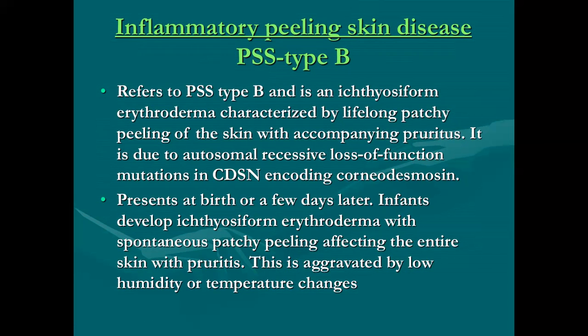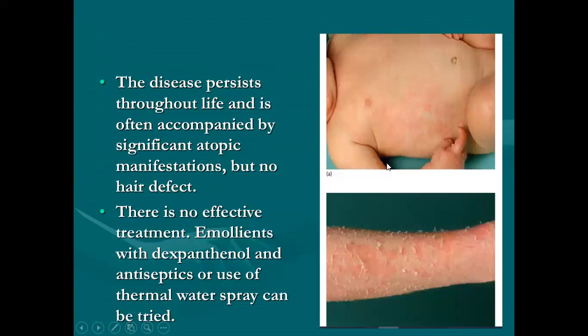This disease presents at birth or a few days later. Infants develop ichthyosiform erythroderma with spontaneous patchy peeling. It is aggravated by low humidity and temperature changes. The disease persists throughout life and is often accompanied by significant atopic manifestations, but there is no hair shaft defect. There is no effective treatment. Emollients with dexpanthenol and antiseptics or use of thermal water sprays can be tried.